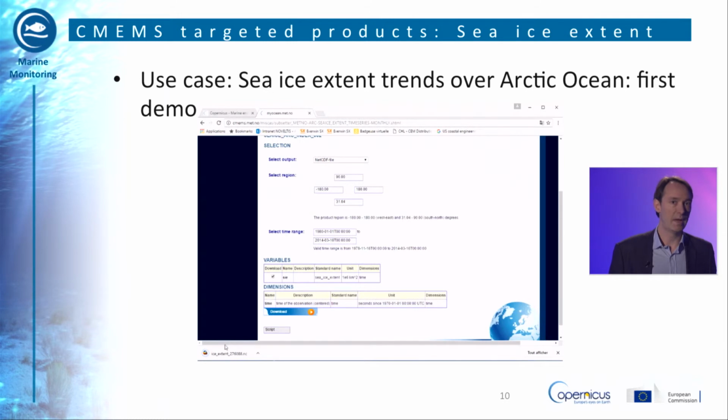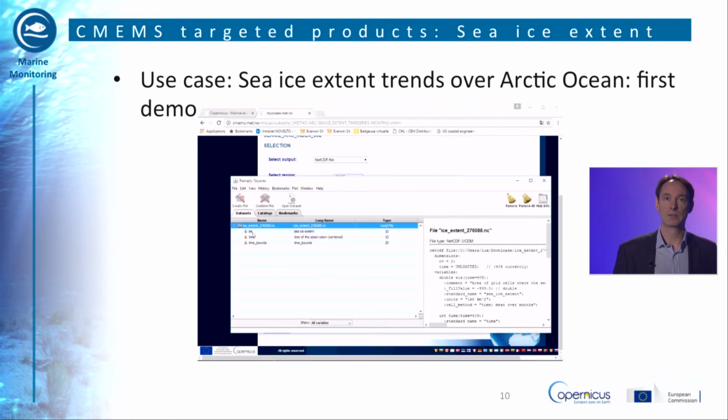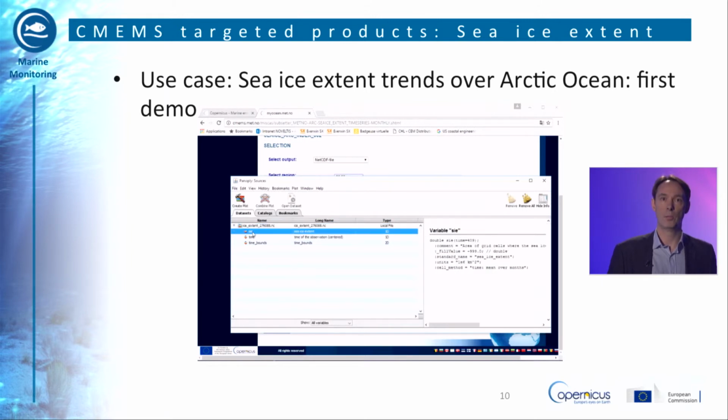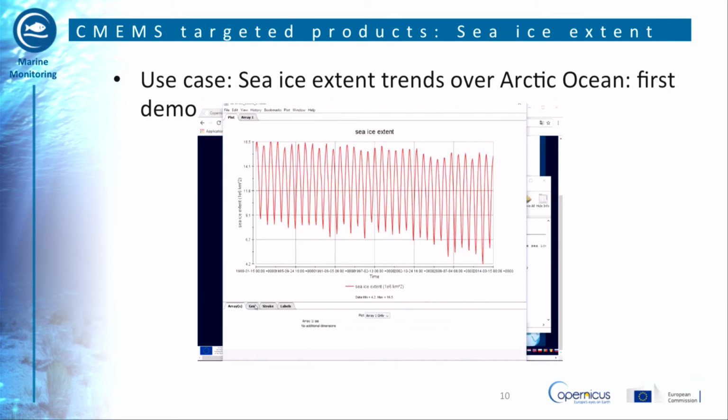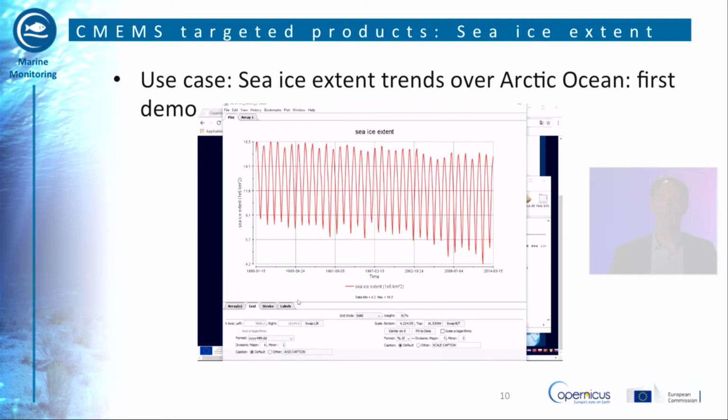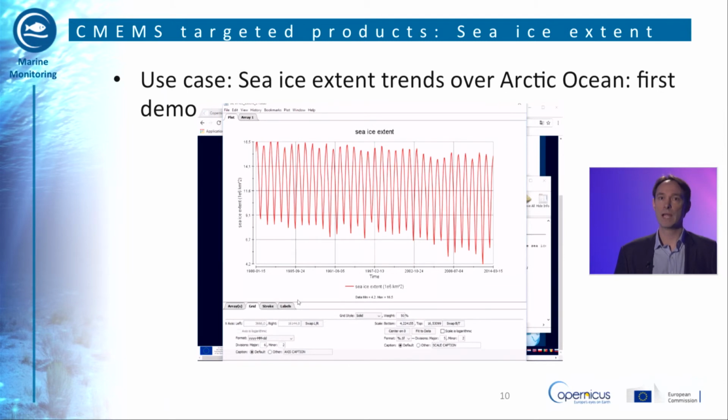The downloaded file appears in the corner of your window. Click on it to visualize the file. A Panoply interface appears. Select the variable you want to visualize, in this case sea ice extent, for example. On the right, the characteristics of the relative datasets are indicated. Click on Create Plot. The time series of the sea ice extent appears.